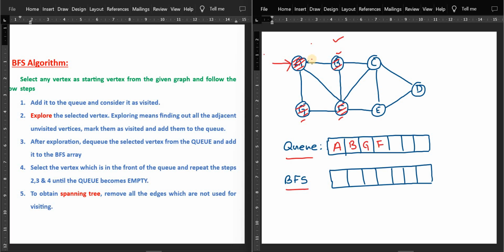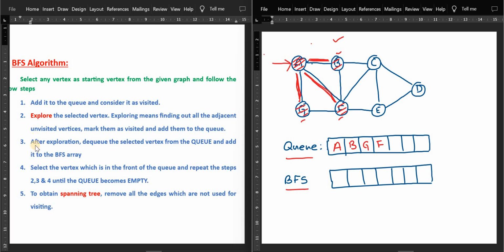Now make some indications that you have visited this B from A with the red line, okay? And also you have visited this G from A with a red line, and also you have visited this F from A by using this red line. Okay, now that is the end of step 2.